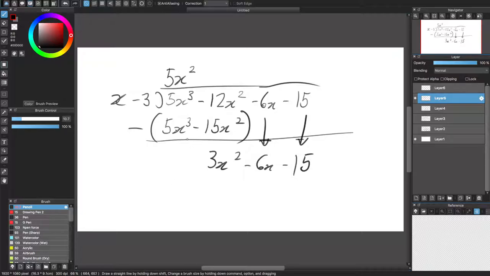Okay, now we do the same thing. So x, alright. So what's the multiple? I'm not really sure how to explain it, but I could already tell it's at +3.